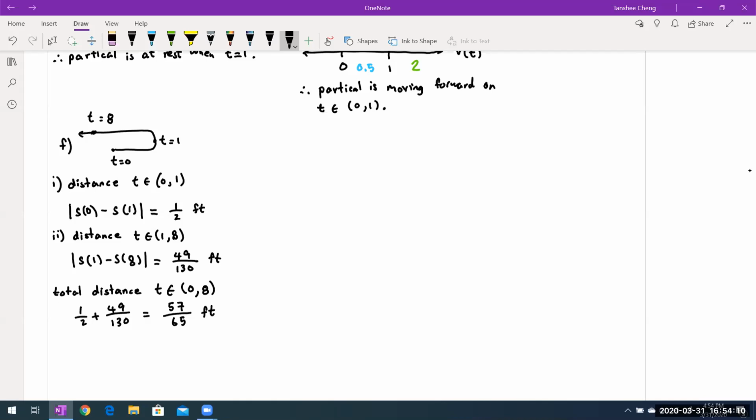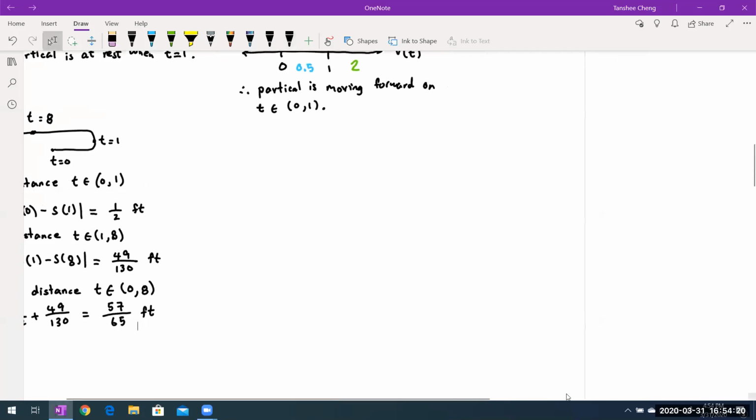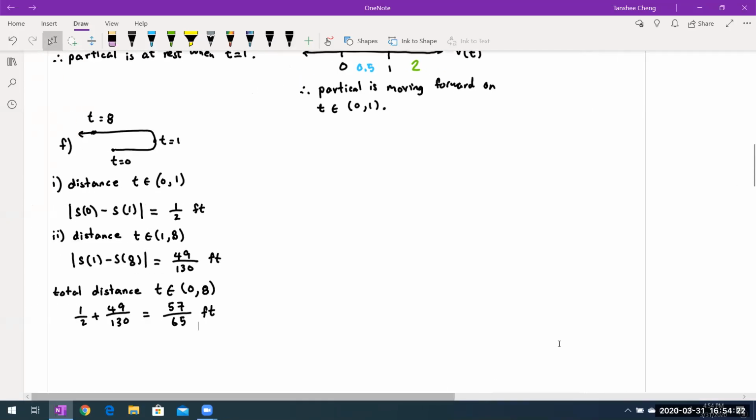Any questions on this part F, finding out the total distance? If not, then let's move on to the next questions. Professor, can you go up again, just so I can take a picture of the notes on the top? Yeah. Thank you.